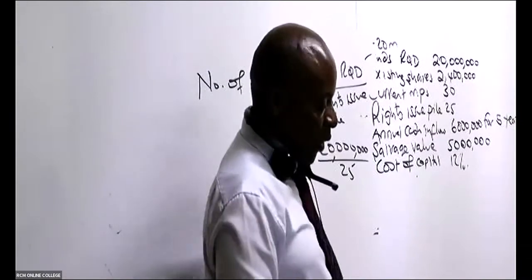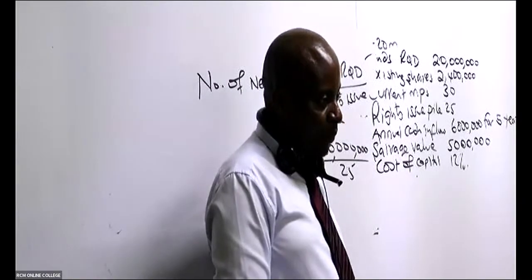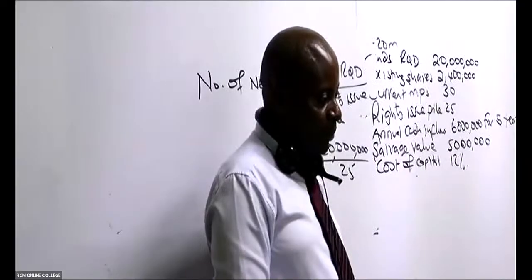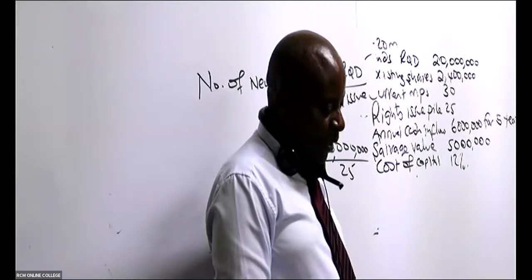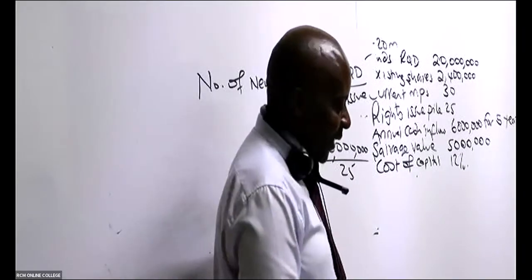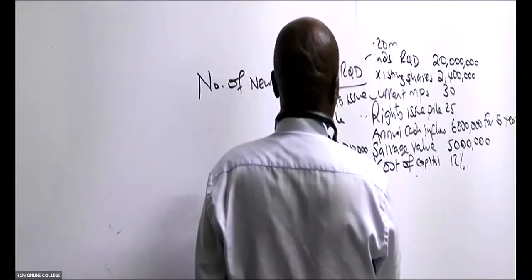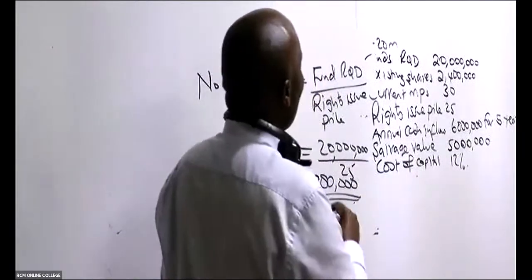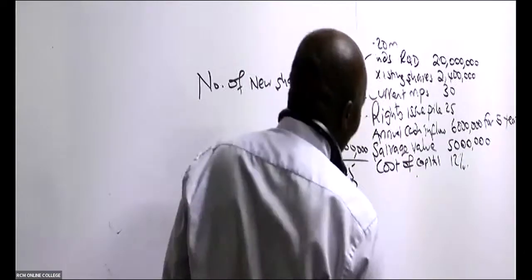Yeah. So please go ahead and give me the new shares. 800,000, isn't it? 800,000, like that. So after you get this, you should be able to give us now the number of rights.